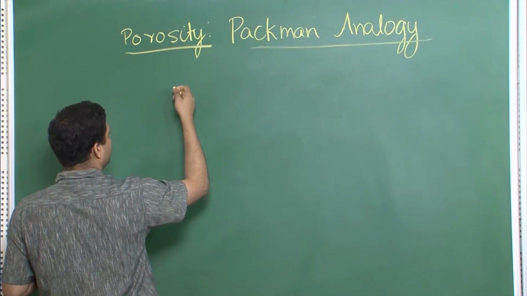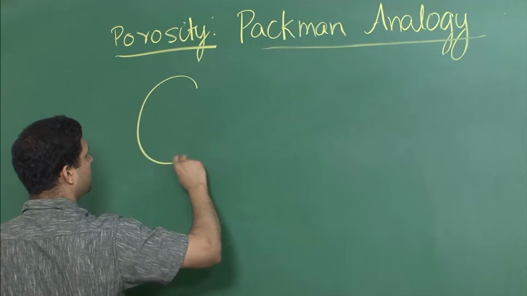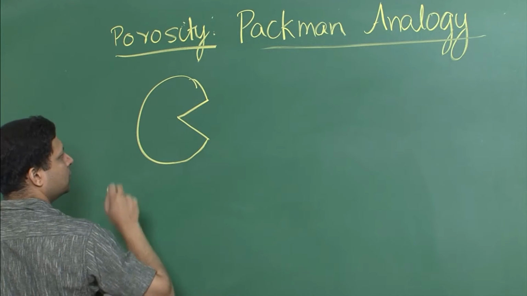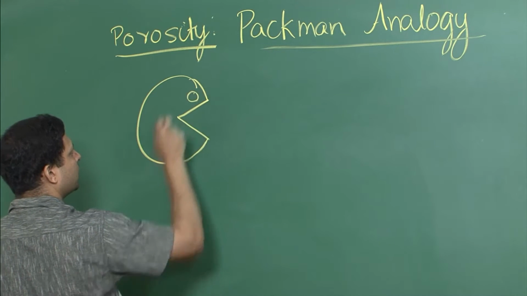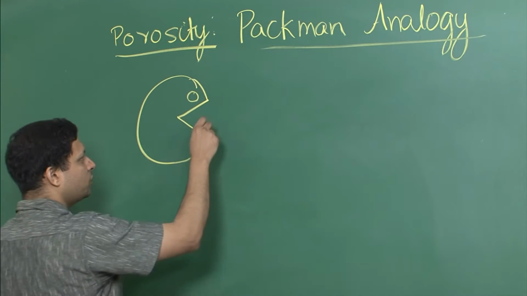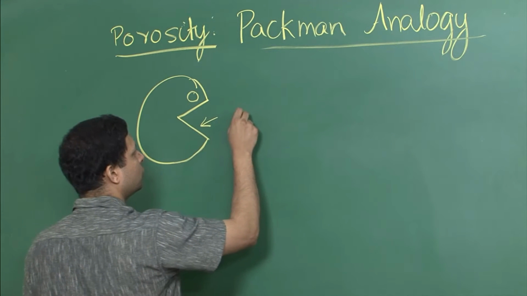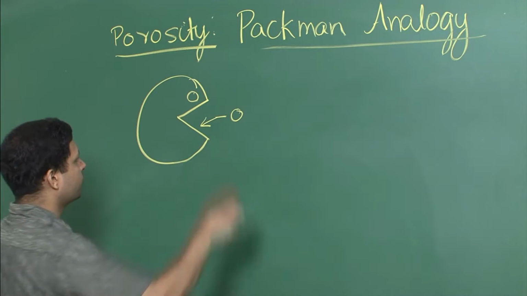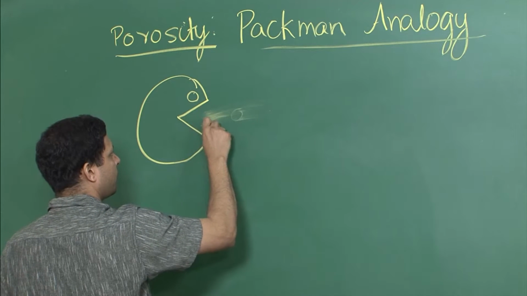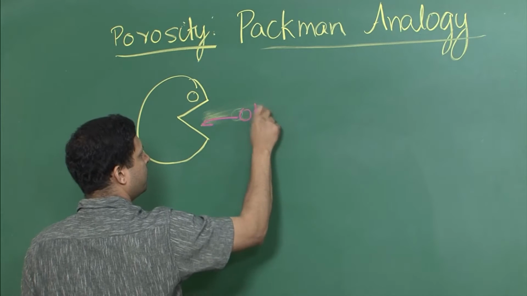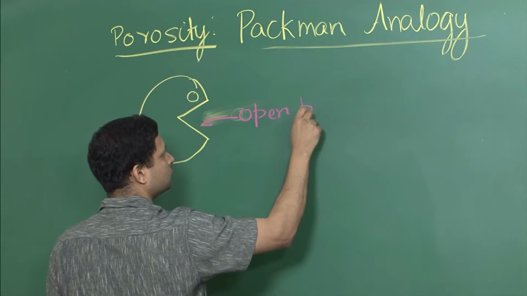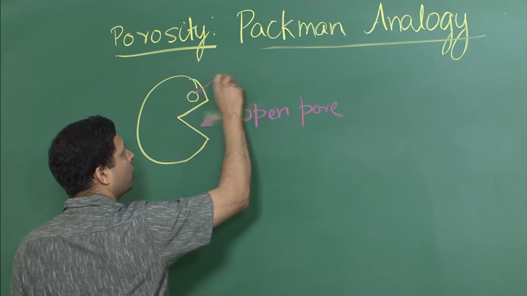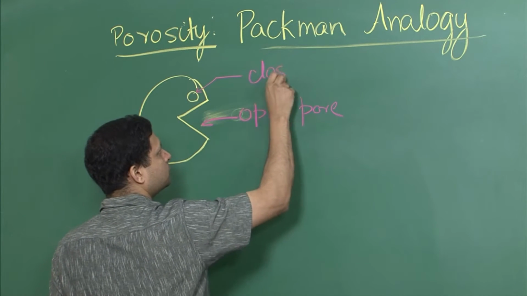Anyhow, let's get back to it. Let's say this is a powder particle and it has a pore like this. So, this will be called an open pore. What we are looking at is one particle, and this will be called a closed pore.